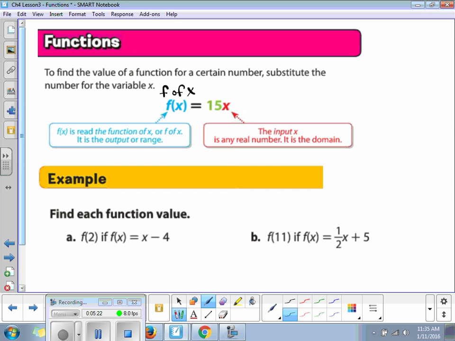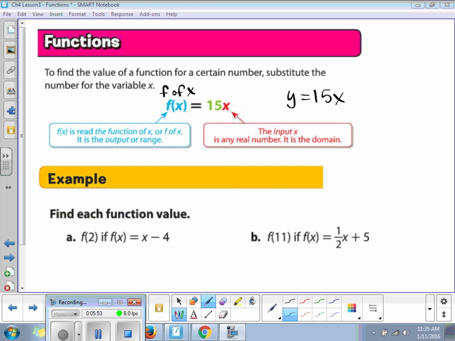You are used to saying it as y is equal to 15x. Does everybody see that this y is the same thing as the f of x? This is called function notation. The f of x is read, the function of x, or f of x. That's how you read this notation.